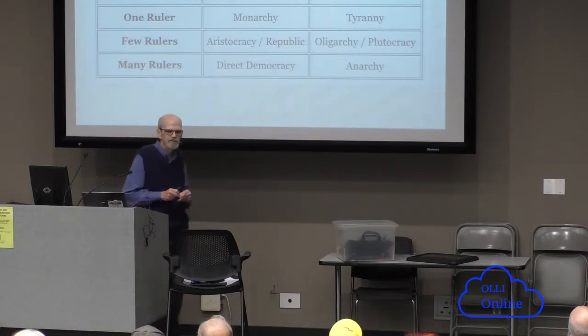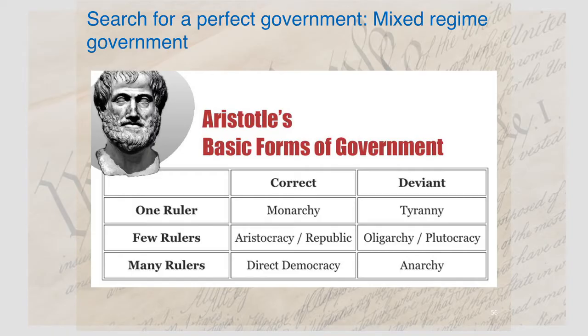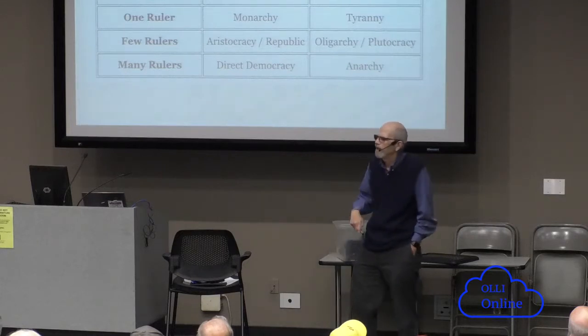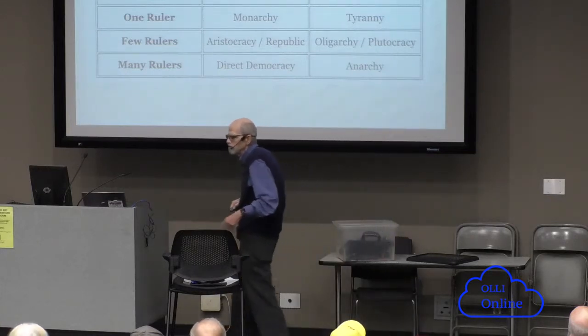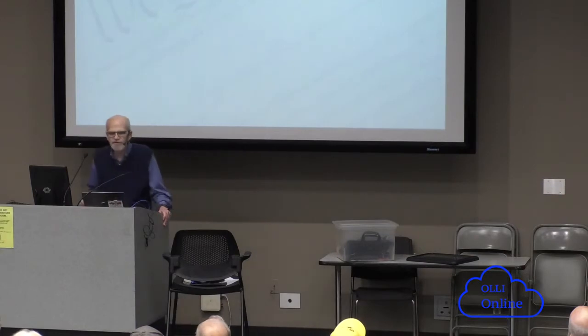Or a few rulers, in which you have an aristocracy, either an economic aristocracy or one by birthright, and how that can also devolve into a plutocracy or an oligarchy. Or too many rulers, a direct democracy, in which it can spin out of control into a type of mob rule or anarchy. So the framers came up with a mixed form of government.